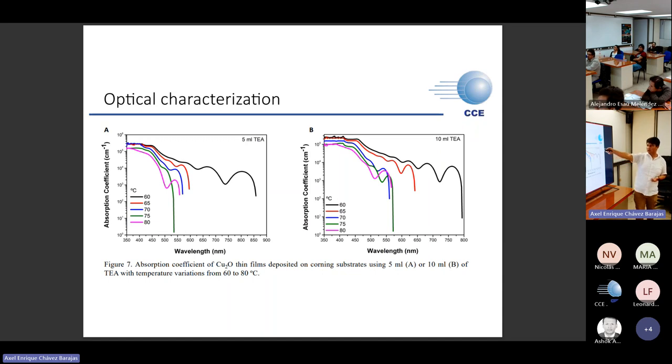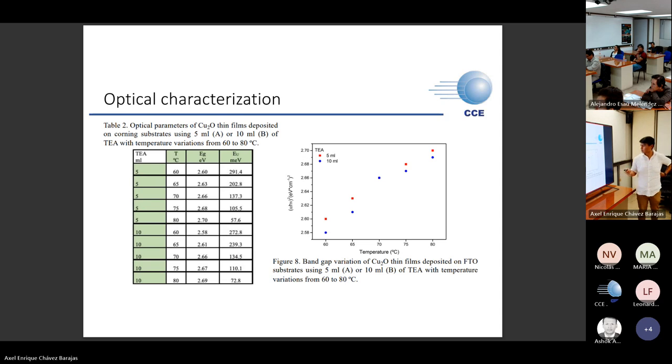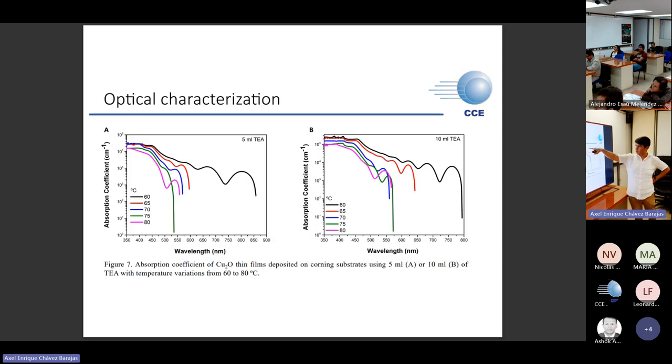We also calculated the absorption coefficient. We obtain very good values for this material in the absorption region. However, it's clear that we observe a decrease in the absorption coefficient with the increase in the deposition temperature. Also here, we observe a decay around 60, 70 nanometers, which is related with the band gap.